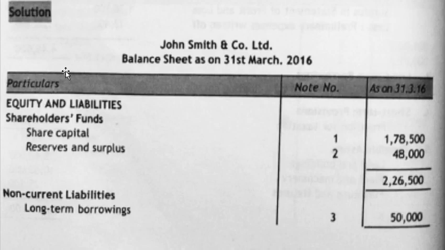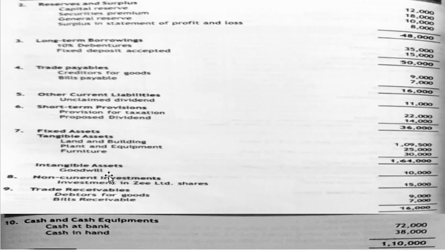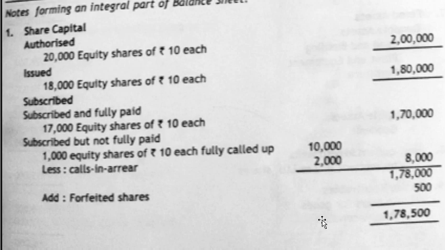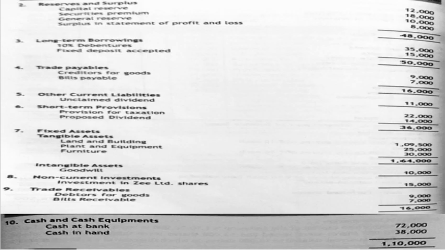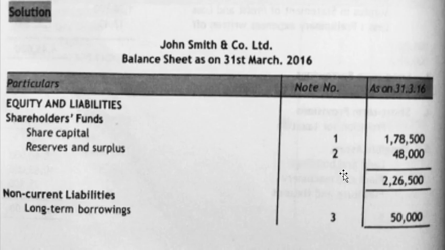So now the balance sheet, John Smith and Co. Limited, balance sheet as on 31st March 2016. Particulars, note number, equity and liabilities, shareholders' funds, share capital, reserves and surplus. As per the working note 1 and 2, the balances being considered are 1,78,500, and reserves and surplus balance 48,000 is being recorded here, which will give you a total of 2,26,500.